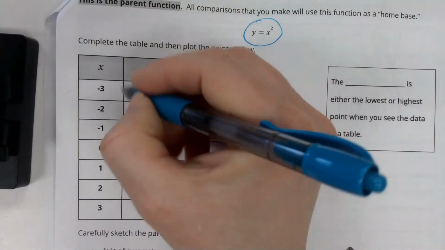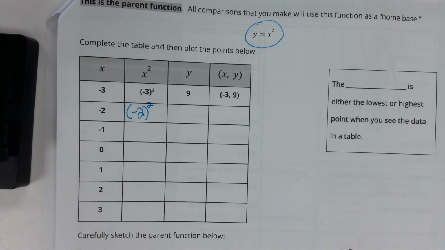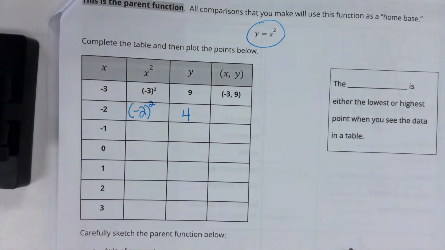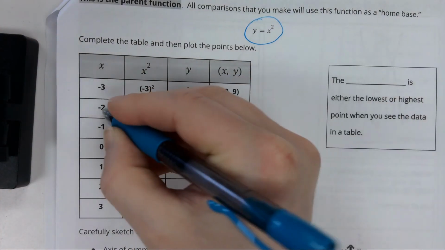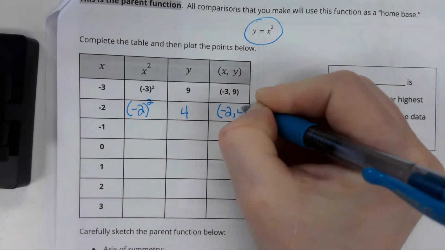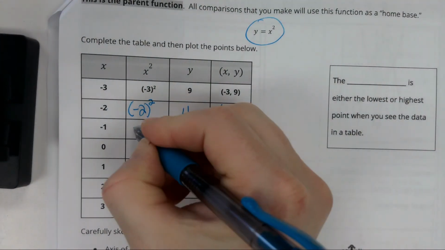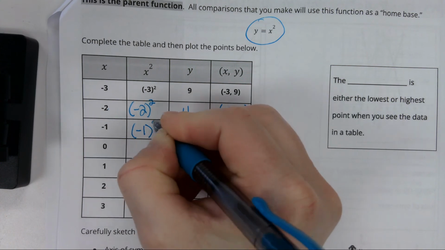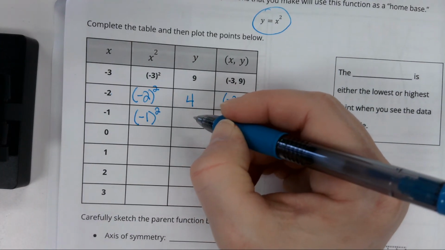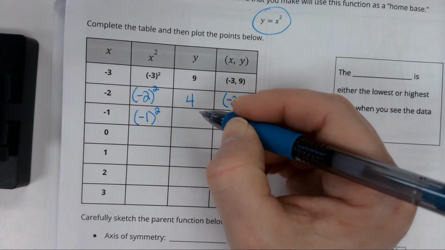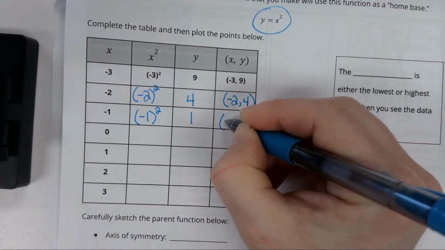Let's do negative 2. What is negative 2 squared? 4. It's positive 4 because a negative times negative is positive. So this is the ordered pair, negative 2, 4. What's negative 1 squared? Negative 1 times negative 1 is 1. So the ordered pair is negative 1, 1.